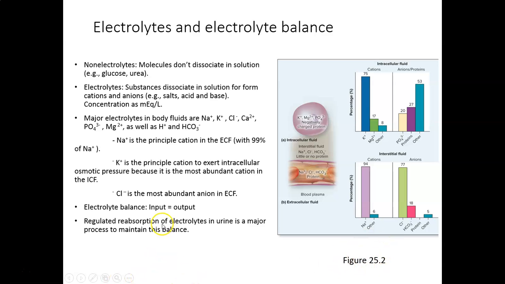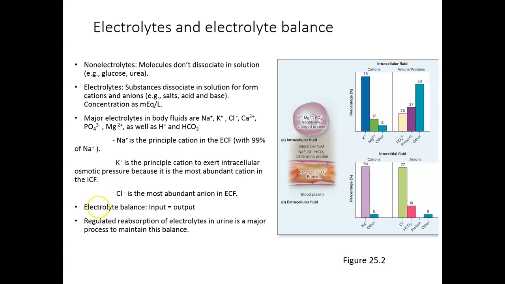Then the principal cation in the ICF, the intracellular fluid, is potassium. But we also have a fair amount of magnesium in the ICF too. But the most important one is potassium. Those two are the ones we're going to focus on when we're talking about electrolyte reabsorption as well as balance controls, how to regulate the electrolyte balance, right?